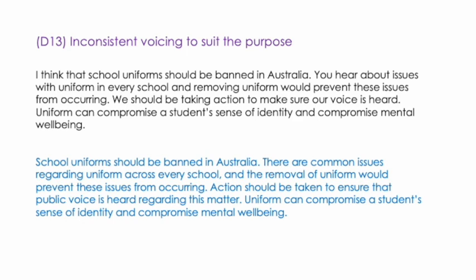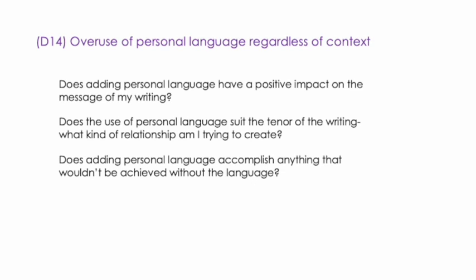You need to be really conscious of keeping consistency in the voicing in your writing. And in some cases, I can read 2 paragraphs of a particular style and see something pop up in the third paragraph. So it's not just from sentence to sentence, but it also includes the beginning, middle, and end of an extended text. This brings us into D14, which is a really common thing that we find in student writing, in the overuse of personal language regardless of context.